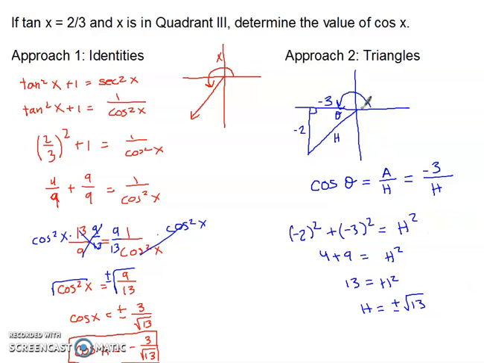Since we're talking about a distance here, we're not talking about a direction on your coordinate plane. We're talking about the length of h. It is going to be just the positive square root of 13, meaning that my cosine of theta, which is also the cosine of angle x, is -3 over the square root of 13. So two different approaches. You can pick which one you prefer. I will tell you that I prefer approach 2. It's easier for me to see the values of x's and y's being positive or negative when I use that approach.